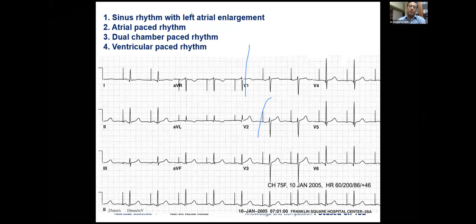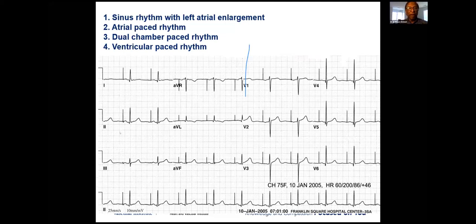80% says it is atrial paced rhythm. Okay. And any disagreement with that? 10% dual chamber pacemaker and 10% sinus rhythm with left atrial enlargement. Good. So at least I'm happy that nobody said ventricular paced rhythm. That's fantastic. And then, of course, dual chamber paced rhythm, we will come to that. But the majority says atrial paced rhythm.